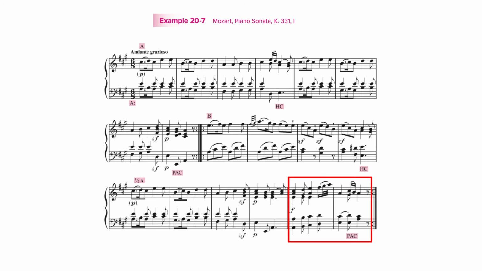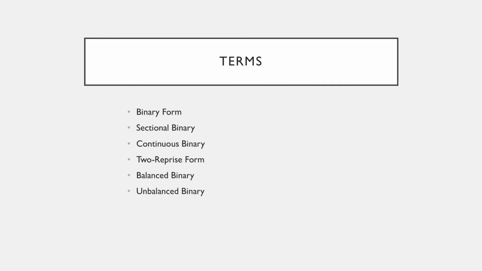As I said, at the end of the piece we have an additional two measures. This is like a conclusion, and we call them extensions. Extensions are very common techniques used by composers to break the routine or to break the regularity. So our terms are binary form, sectional binary, continuous binary, two-reprise form, balanced binary, unbalanced binary, and finally rounded binary. And we are going to mix them. A piece could be, for example, two-reprise, sectional, unbalanced binary. And one thing you have to notice is if a piece is in rounded binary form, there is no balanced or unbalanced, it is just rounded.